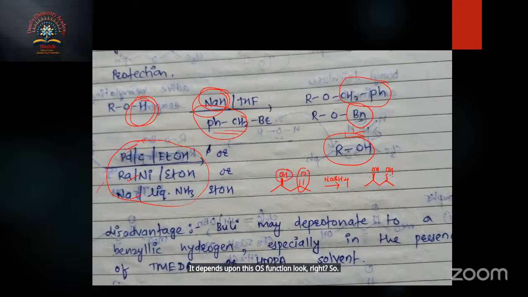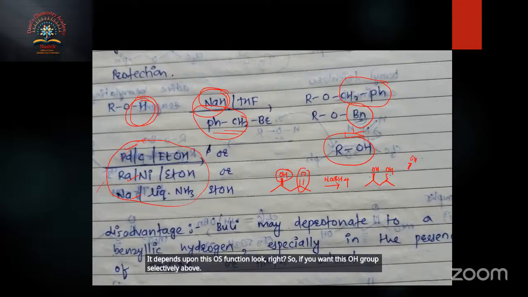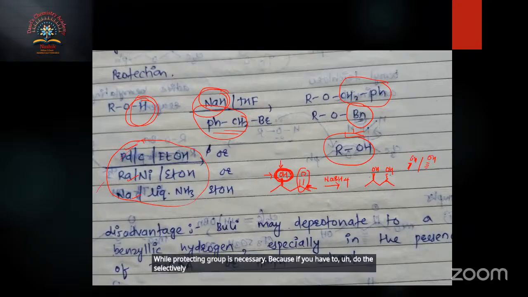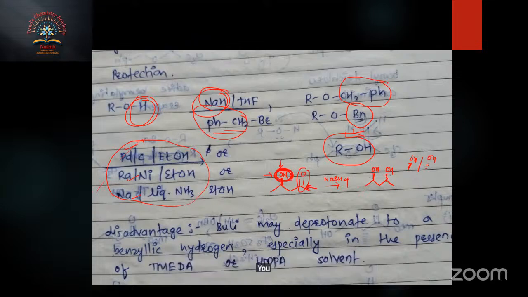So if you want this OH group selectively above or below, you can protect this OH group, right? And during protection, you can use a large group or a small group. That may impart selectivity in this reduction reaction. So why is a protecting group necessary? Because if you have to do the reaction selectively, or if you have to increase the yield, you can block one of the sterically hindered groups, and you can open another reaction site for reduction purposes. So here we can protect this group or do the reaction over here.